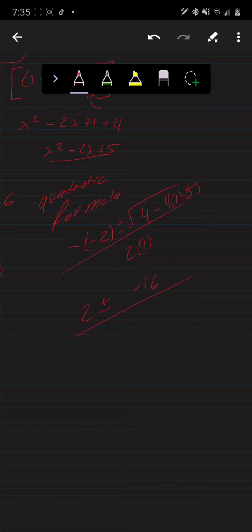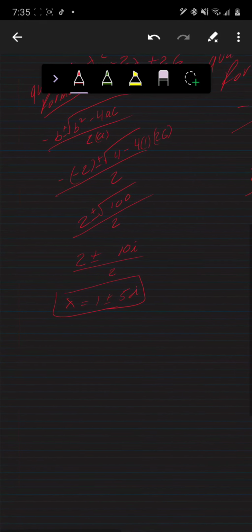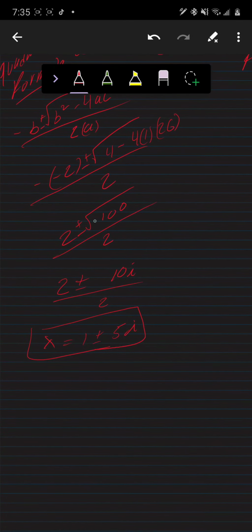Please bear with me. So this is gonna be -16. Did I put... I'm sorry. This is -100. This is why I got the i. It's because my calculator doesn't accept negative values. It gives me an error unless I put in special settings. But sorry for that.